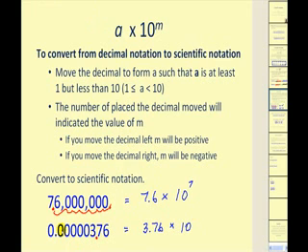But let's count the number of places we had to move it to the right. 1, 2, 3, 4, 5, 6. Therefore, our exponent is -6.